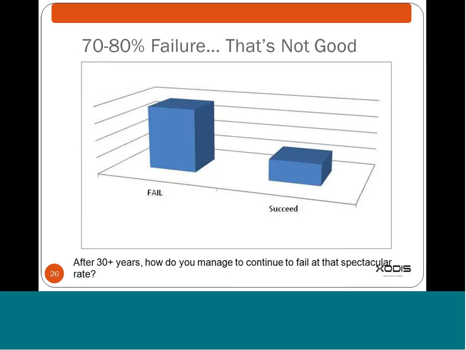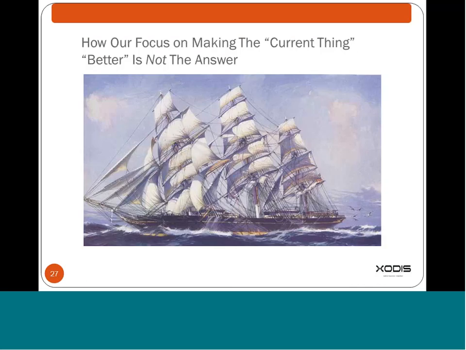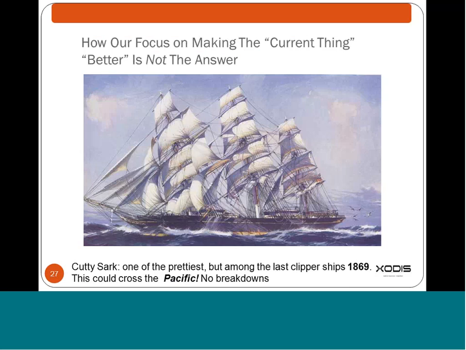How do you manage to continue to fail like that? So I got this from a guy named John Seely Brown, who was on In-Q-Tel's board of directors, and he got it from somebody else. I attribute it at the end. But in 1869, this is one of the prettiest and fastest and most successful clipper ships, the Cutty Sark, which you've heard of. A three-masted clipper ship with a lot of sail on it, and it could cross the Pacific. It was reliable. It was fast.